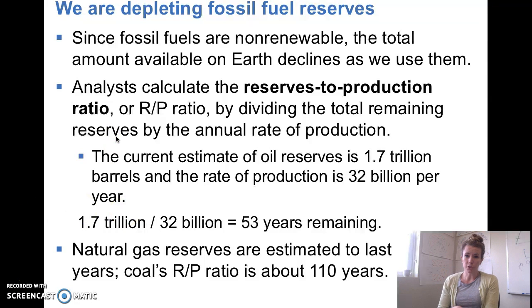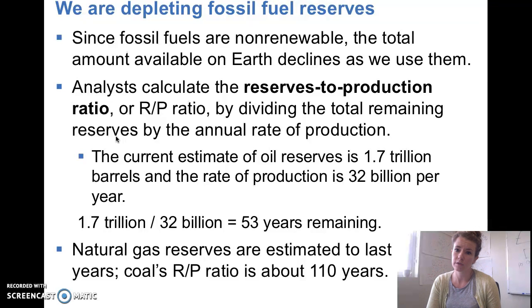So this shouldn't be news to you, but we are depleting our fossil fuel reserves because they are non-renewable and we are using them as much as we want to. The total available amount on Earth declines as we use them. So we have what's called the reserves to production ratio, or how much there is reserved in the Earth, and how much we are using each year. So it's the R to P ratio.